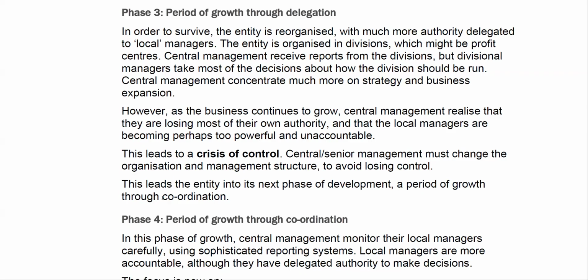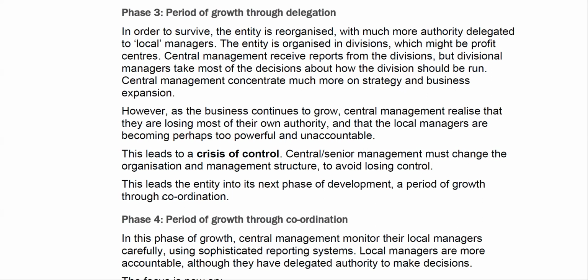So let's take the marketing department. In the marketing department, we do market research, which is cost. We also make sales, right, which is money. So that is a profit center, a segment where a manager has a specific role. Now, central management receives reports from the divisions, but divisional managers take most of the decisions about how the division should be run. So central management concentrates much more on strategy and business expansion. So you realize that here, the most appropriate structure is the divisional structure.